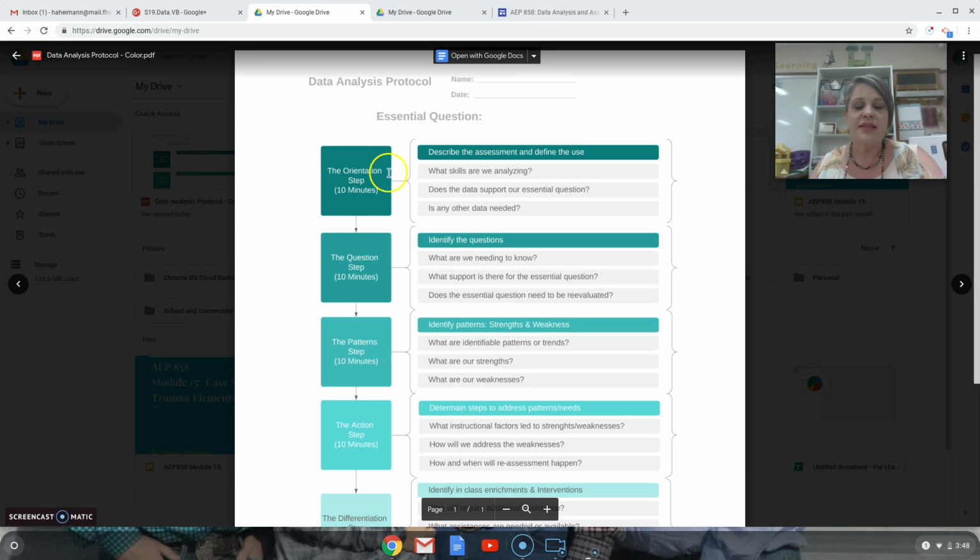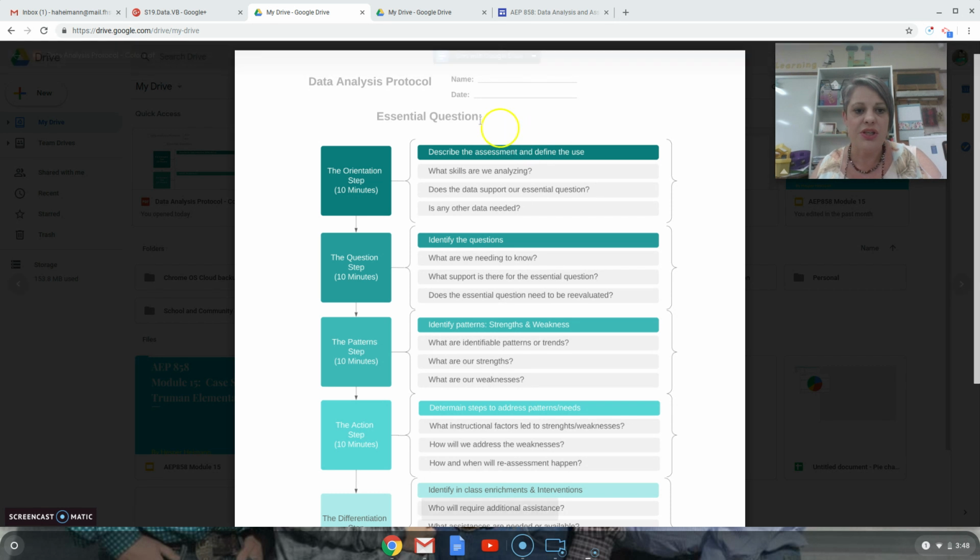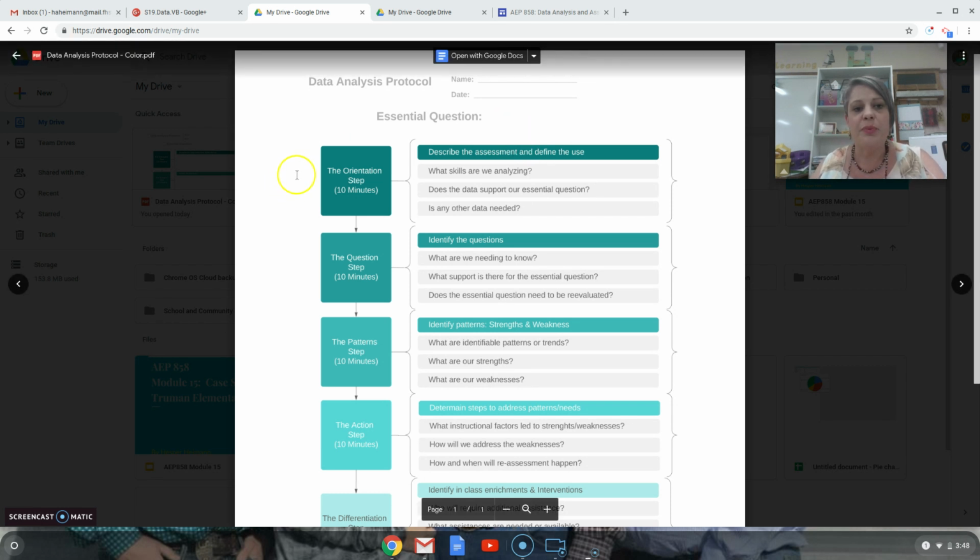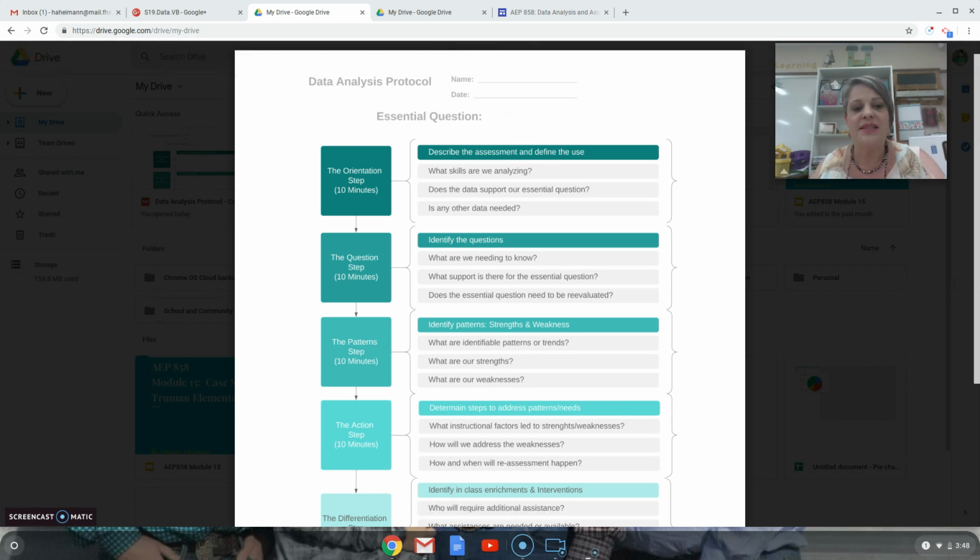When we first start this, we might not have the essential question narrowed down, and it might come more in the second step, but it gives us a place so that we can always remember to go back and focus back onto that essential question. So what I've done is I have broken down the data analysis protocol into 6 steps. And I've given each step a time limit of approximately 10 minutes.